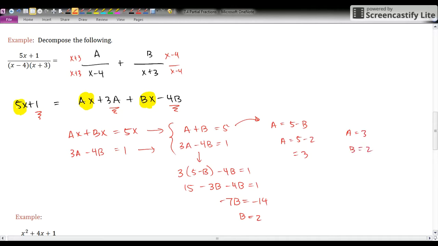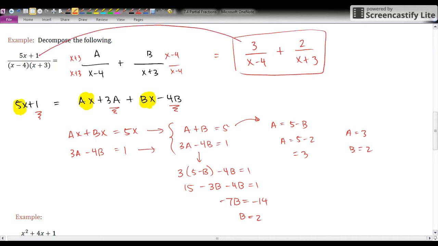B is 2. And now I can jump up and down and say I found the partial fractions, right? Because I'm going to plug them back in. They would be, a was 2. I'm sorry, a was 3. 3 over x minus 4 plus b, which is 2 over x plus 3. And there is your partial fraction decomposition of this fraction, right? So if you add those two fractions together, you will get what's on the left side.